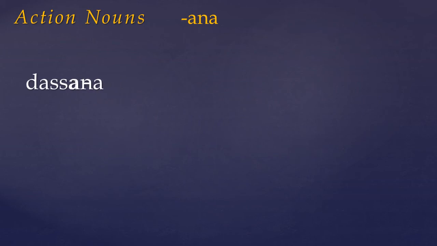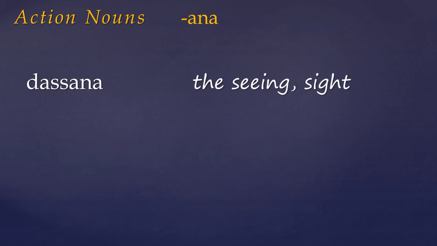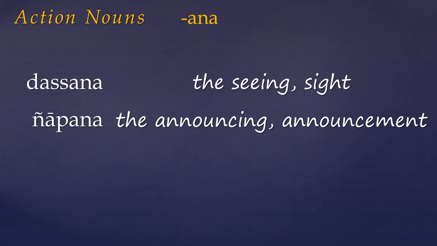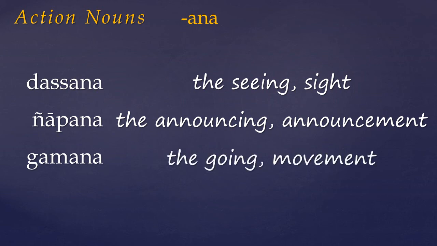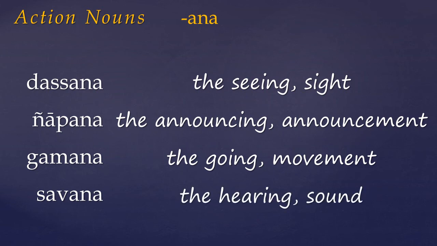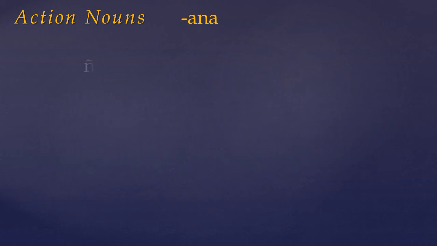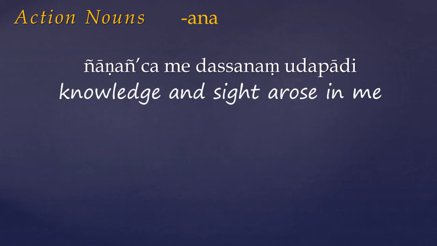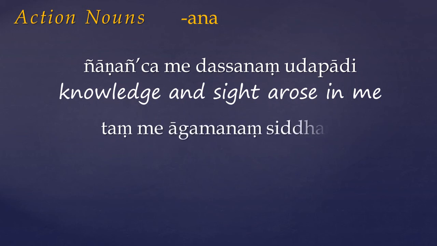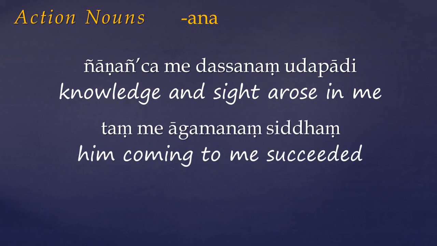So from dassa, to see, we get dassana, which means the seeing or sight. Ñāpana, to announce, means the announcing or announcement. Gamana, to go, means the going or movement. And savana, to hear, means the hearing or sound. Like most nouns, they decline, in this case like a-stem nouns, to indicate the role that they're playing in the sentence.